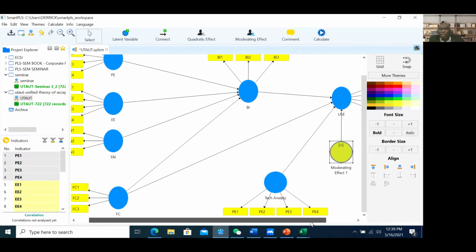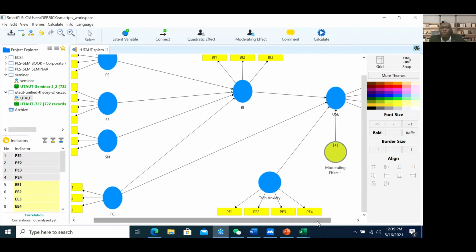Now, I would suggest that you use the product indicator because it gives you a more reliable result. The error terms are more minimal and those things. So I suggest that you always choose the product indicator when you are calculating for your moderation. All right, good. So now we have introduced our moderating effect. Okay, good. So now let's go and then run our analysis.